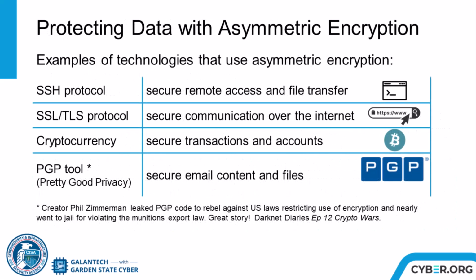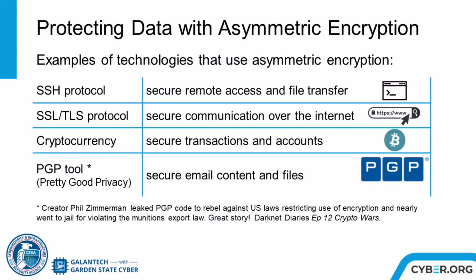This is a short list of popular technologies that use asymmetric encryption. SSH protocol allows for secure remote access and file transfer. SSL or TLS protocol provides secure communication over the internet. Cryptocurrency provides secure financial transactions and access to financial accounts. And the PGP tool, which stands for Pretty Good Privacy, provides secure email content and files.